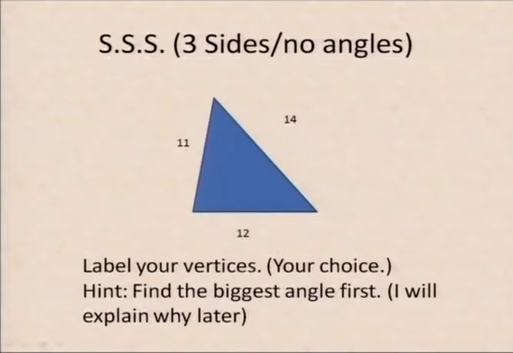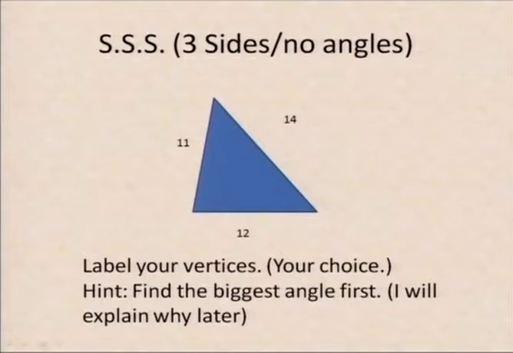Now, there are times in a textbook that they will say, here's the labeling, find angle A. And if it's not the biggest angle first, then do what they tell you to do. But if you have your choice and you're just asked to solve the triangle, I would tell you to find the biggest angle first, because that usually avoids some problems with law of sines when you get down to it. At least it lets you see what's going on a little easier.